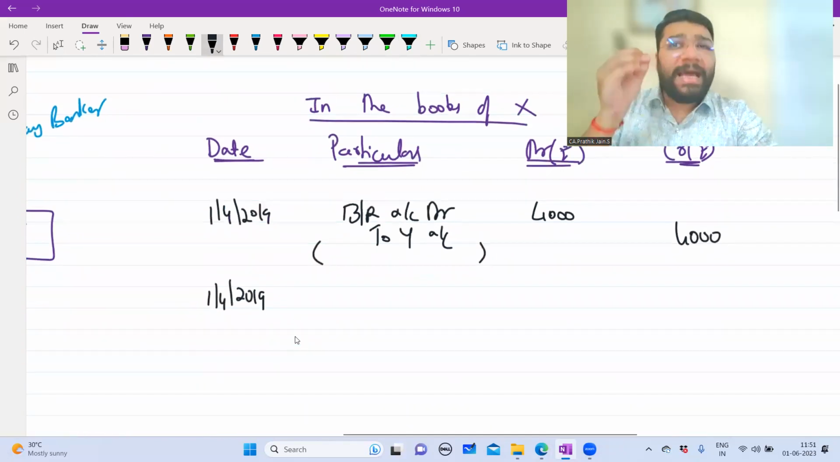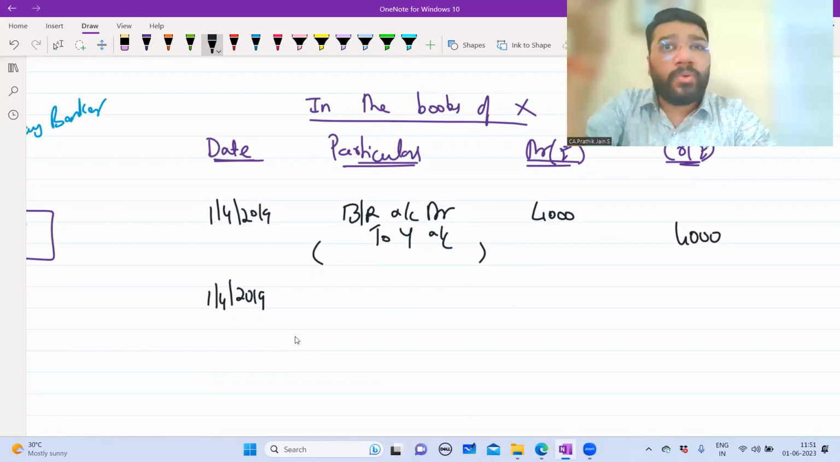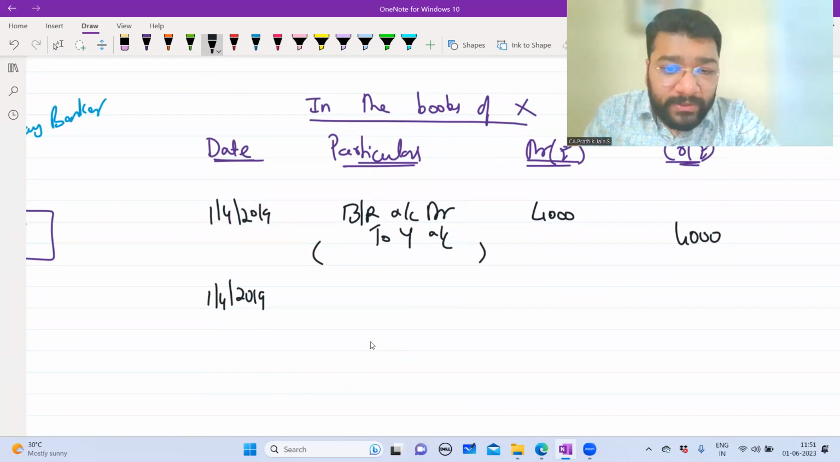Discounting means the asset, the bill which is currently in the hands of X, is being given to the banker. Debit what comes in, credit what goes out. Bills receivable is going out. So credit bills receivable. Any problem?